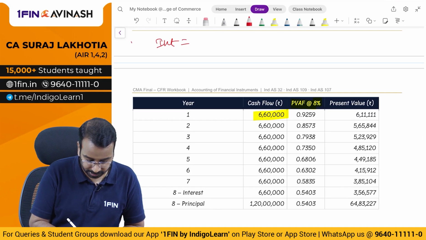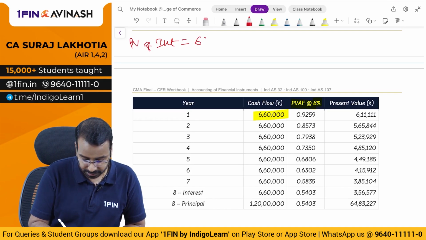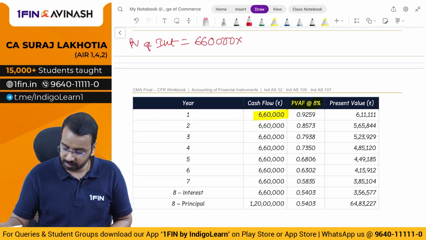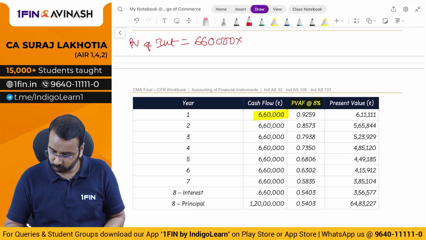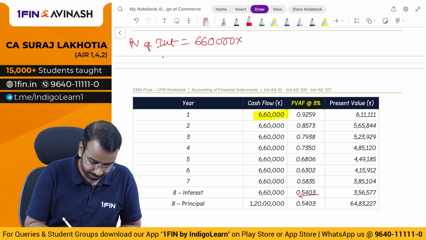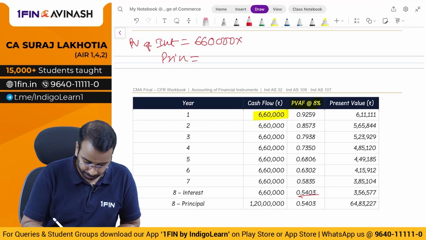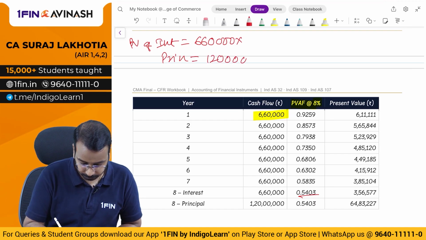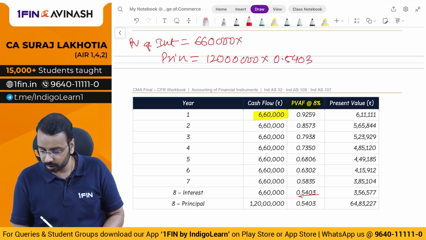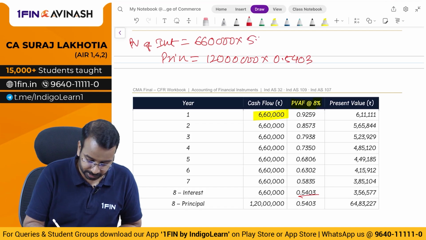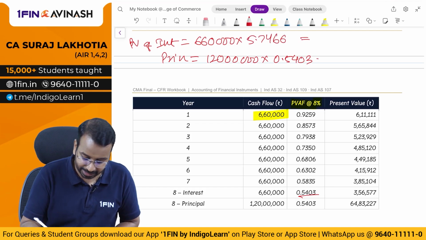Present value of interest is equal to 6,60,000 into, what is the factor? 8%. 1 divided by 1.08, 1 time, 2, 3, 4, 5, 6, 7, 8, 0.54026, 0.5403. Principal is equal to 1 crore 20 lakhs into 0.5403. Grand total 5.7466. There will be slight rounding of difference.